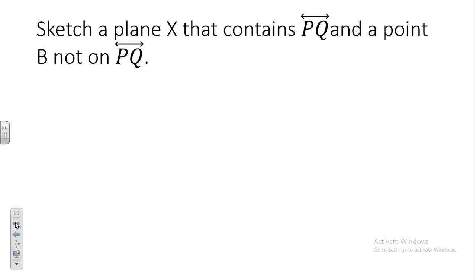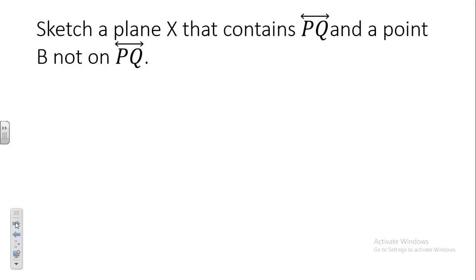Okay, so we've got a plane X. You've got that perfect. How do you make PQ look like it's on the plane? Put it on the plane. Very good. Okay. Yep, just anywhere that's not on PQ.